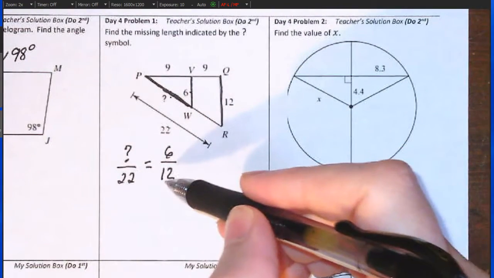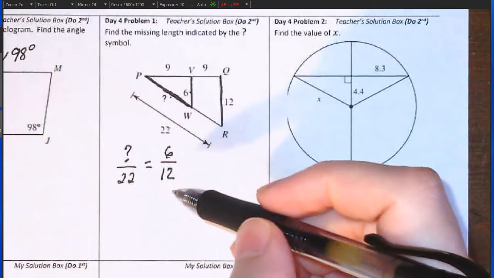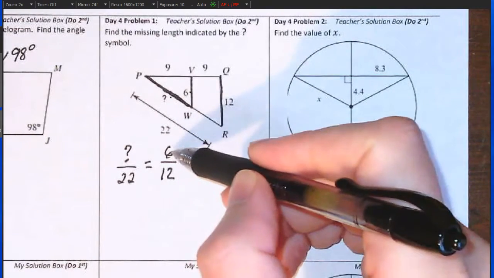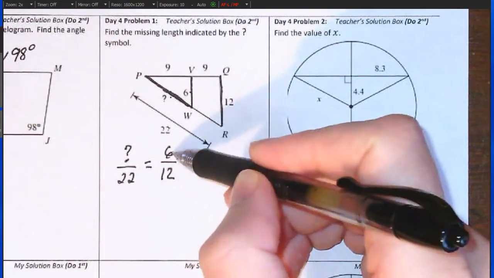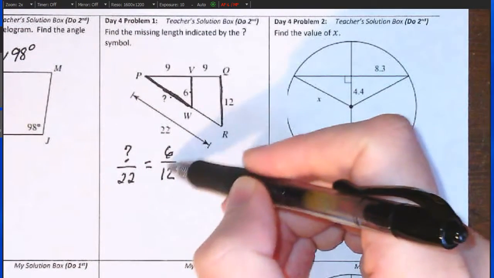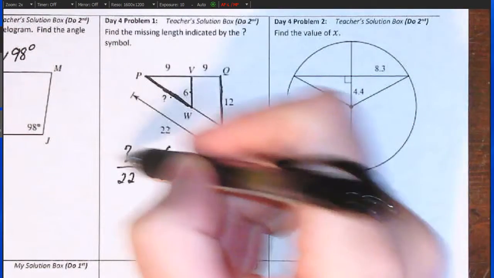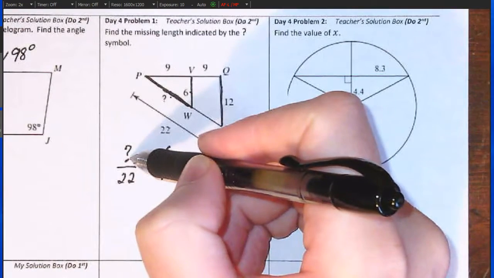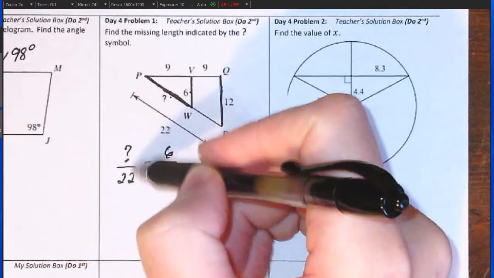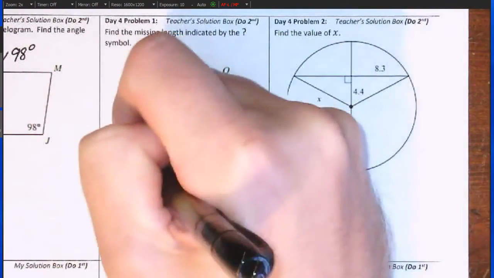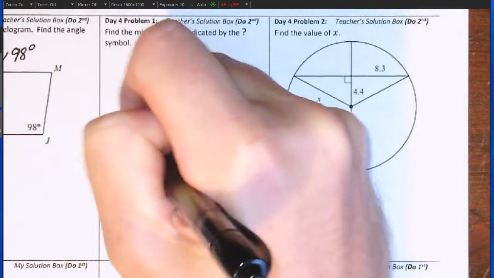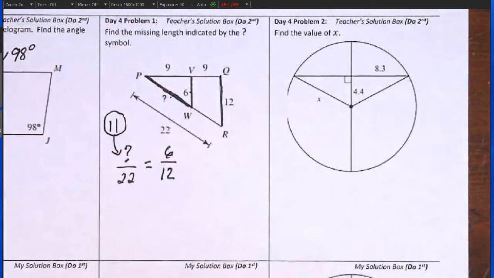There are different ways to solve this. One way is to simply look for patterns. You might notice that 6 out of 12 is kind of the same thing as a half. 6 is half of 12. Then what number must the question mark be? What number is half of 22? And from that pattern, we can discover that this is 11. There are other ways to solve proportions using cross multiplication or solving them as an equation.